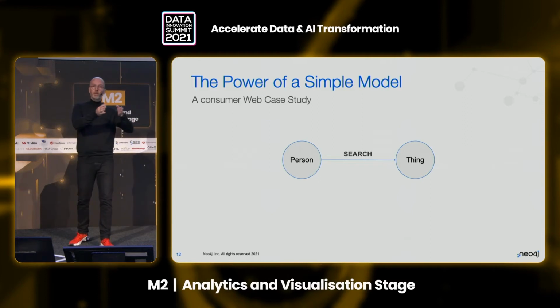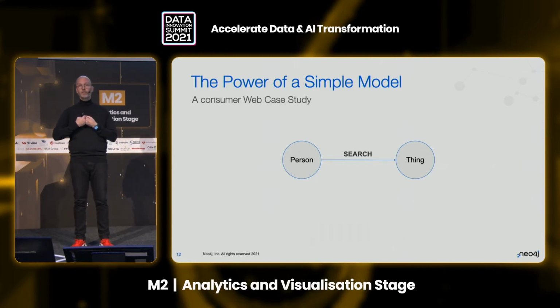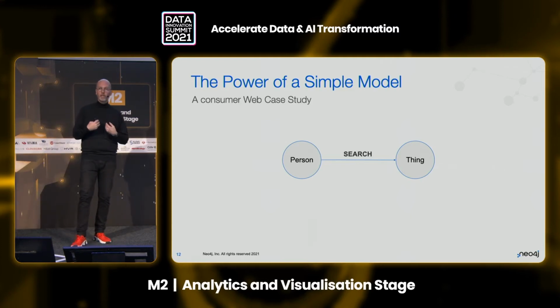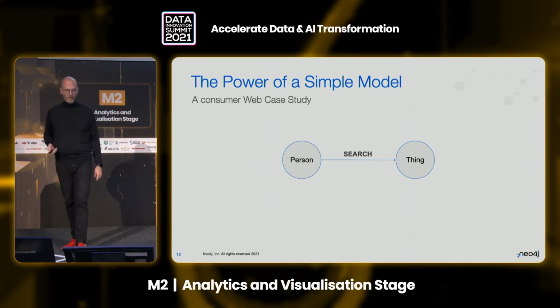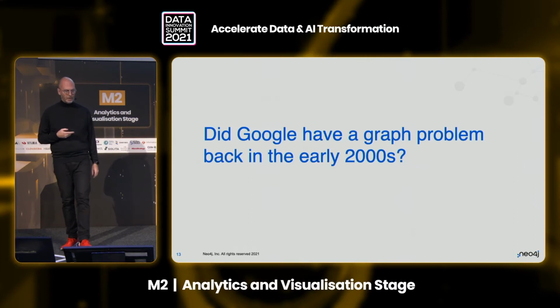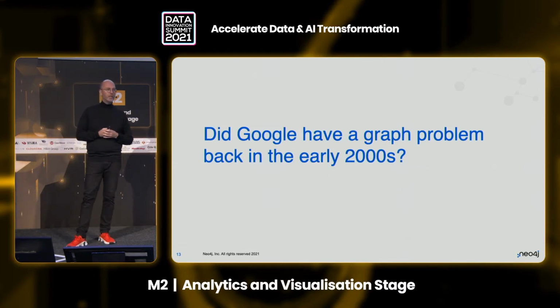It was based on keywords, right? So not only did I need to know how to spell it, and I'm pretty bad at English, so I needed to spell it right. But then Alexander, he's German. He can't spell in English either. So I need to figure out how he spelled it on the other side of the internet. And when we got those misspelled results, they weren't ranked in any way. So I usually ask this question: did Google have a graph problem back in the early 2000s?